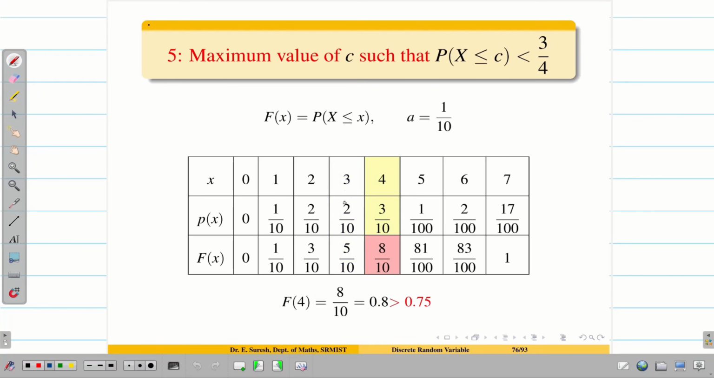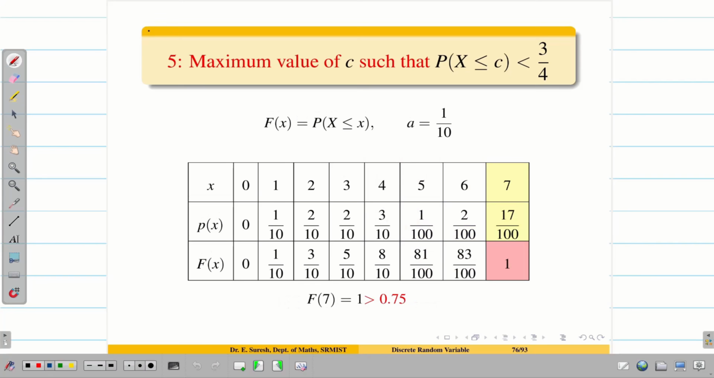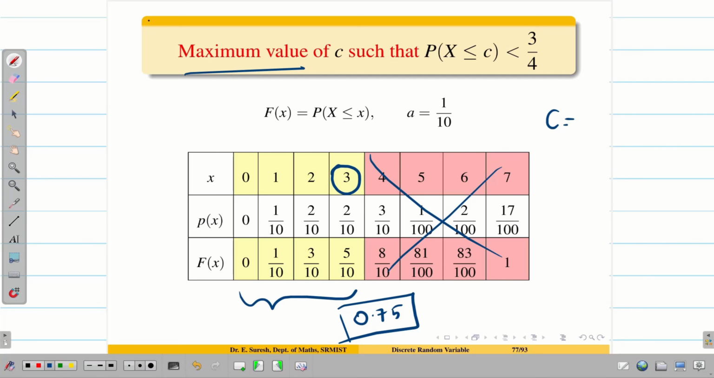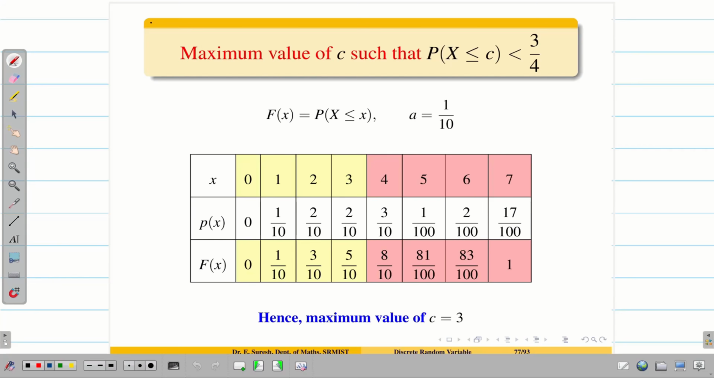When you go for F of 4, we have 0.8, that is greater than 0.75. Similarly, 0.81 in the next term and then 0.83. Finally 1. These 4 data are greater than 0.75. These 4 data are less than 0.75. Out of this, it is very easy to see 3 is the maximum value. Therefore, C equal to 3. In a similar way, one can find the minimum value of C also for a given condition like this. So I just left that for your practice.